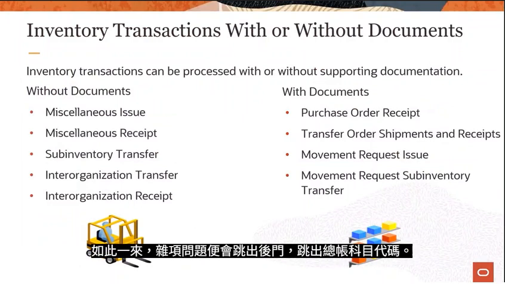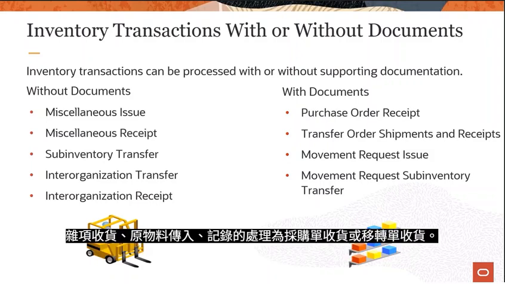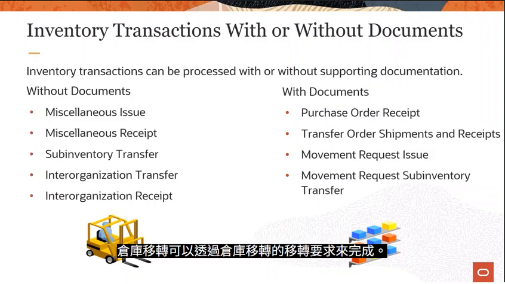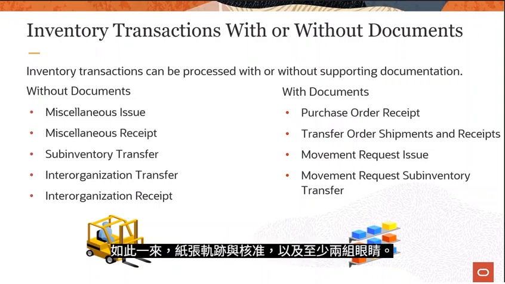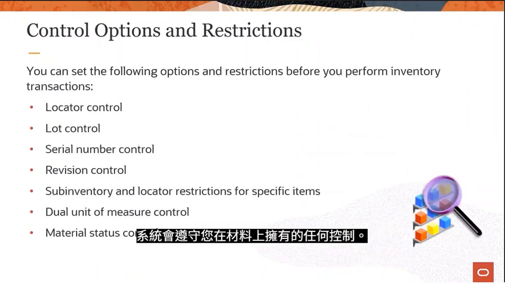You can do the transactions with or without documentation. So a miscellaneous issue, dollars are going out the back door, hitting the GL account code. Miscellaneous receipt, material coming in, the documented process would be a PO receipt or a transfer order receipt. The sub-inventory transfer can be done with a movement request sub-inventory transfer. Your inter-org transfer can be done with the transfer order shipment and similarly the receipt. I'm a fan of doing things with the documents. That way there's a paper trail and approvals and at least two sets of eyes on things.